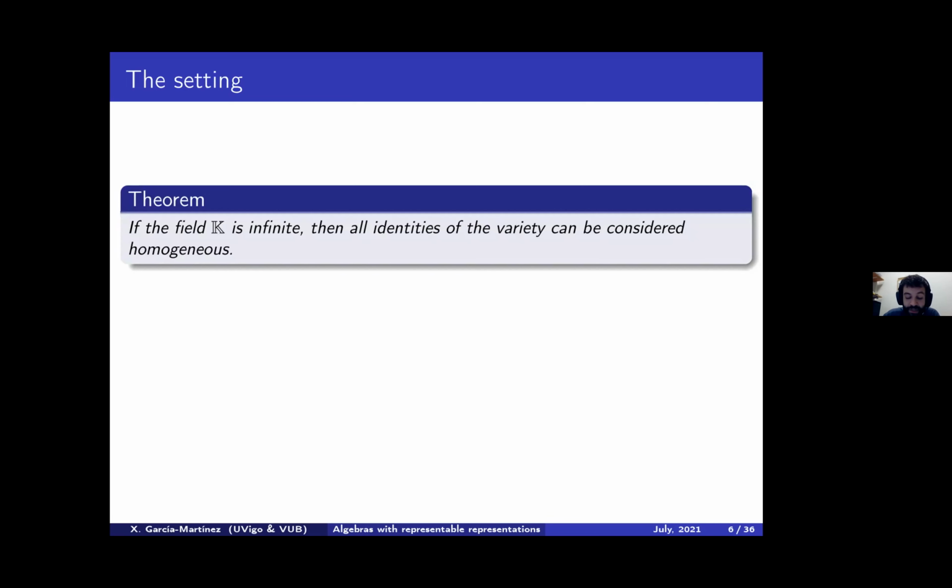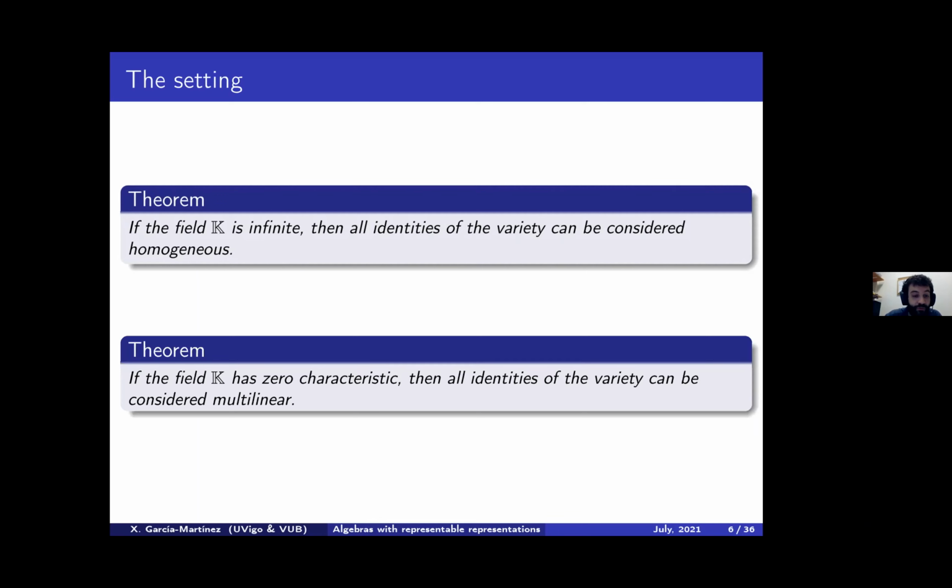We work over vector spaces, so if the field has some good properties, then these varieties can be considered in a better setting somehow. If the field is infinite, then all identities can be written in the set of generators of homogeneous identities. This means that we can talk about degrees of identities. If an identity has monomials of degree 2, 3, 4, then you can split it, and the identity formed by all monomials of degree 2 will be an identity, degree 3 an identity, and so on.